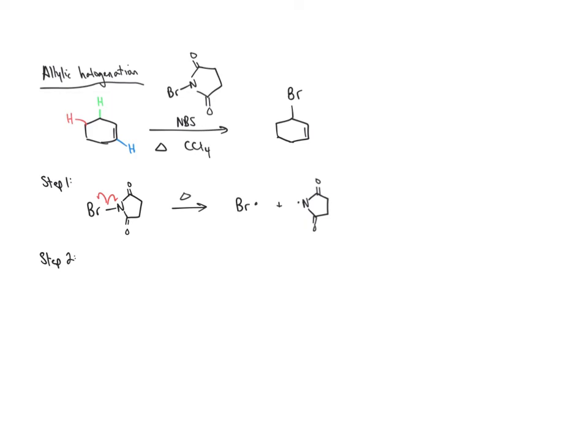Step 2 is one of our propagation steps. That's the abstraction. And so we're going to take our succinimide radical. It's going to abstract this CH that we have right here. Generates an allylic radical. So we have the succinimide as a byproduct plus the allylic radical, which can undergo resonance stabilization.